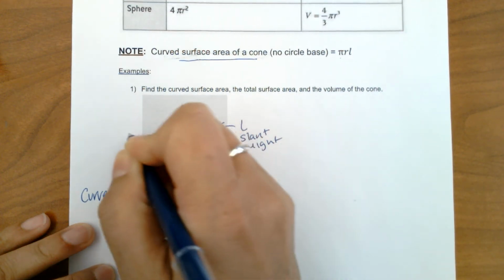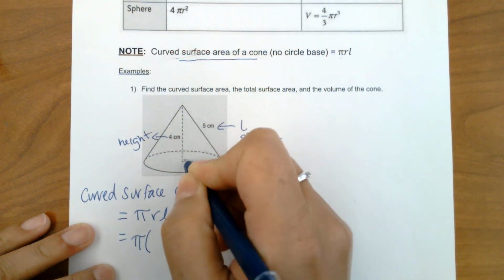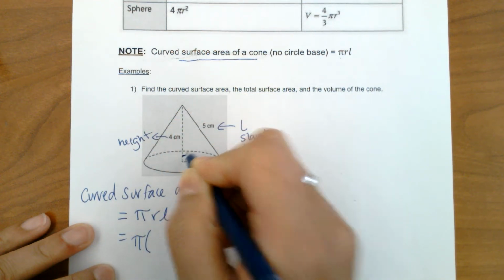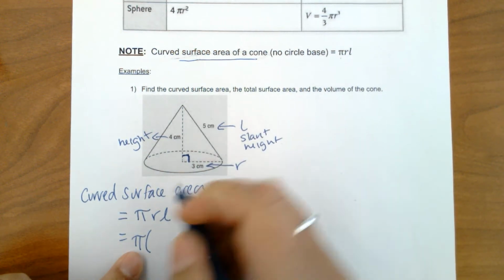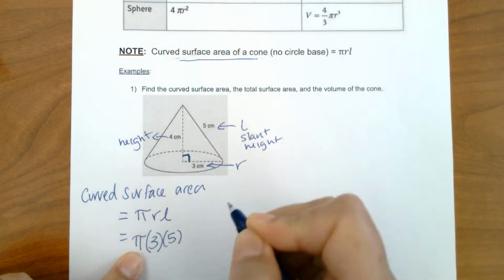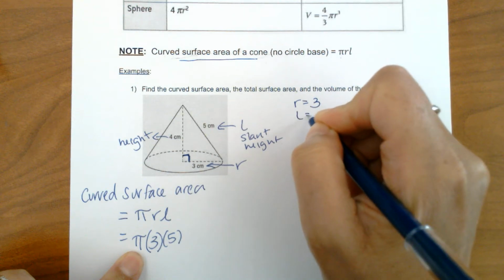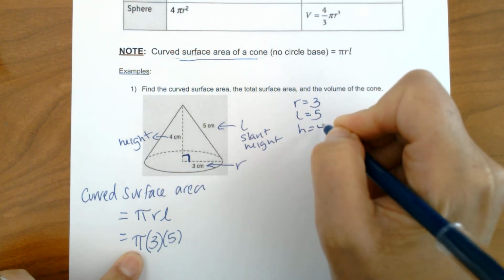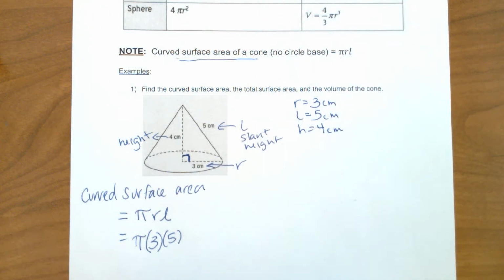And then this is the actual height. Because remember, height and our base are going to be perpendicular to each other. So that's how you actually find the height. Okay, so pi times r is 3 times L is 5. And some people might like to list these as R equals 3, L equals 5, H equals 4. You might like doing that just another way if you wanted to.